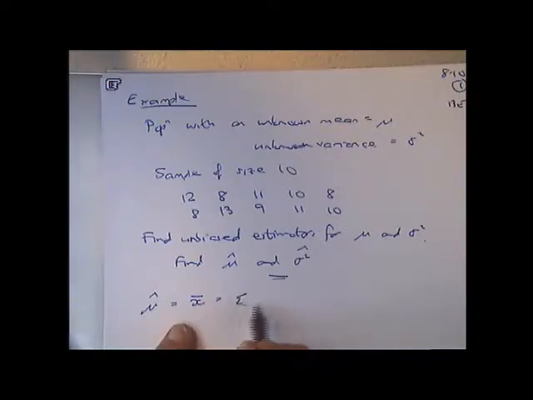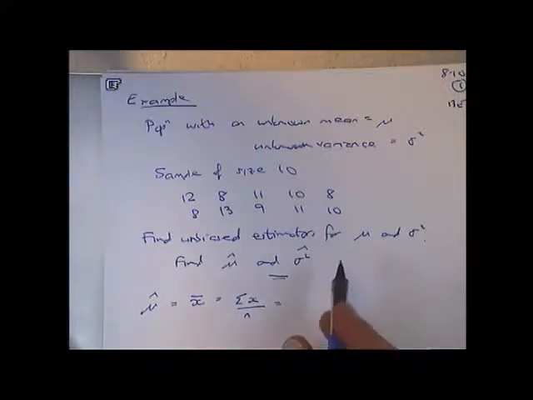So x bar is simply add up all your x values and divide by how many there are. If you want to do that, you can, or I can just tell you the answer. If you add those up, you get 100. Divided by 10, that's 10. Because the mean of our sample was 10, our unbiased estimator for the mean of the entire population is also 10.